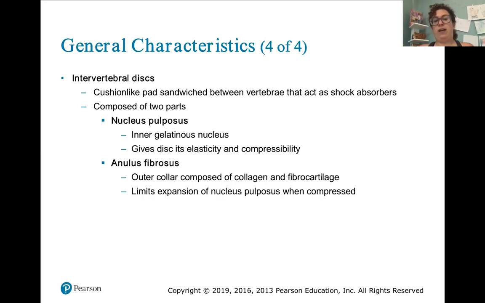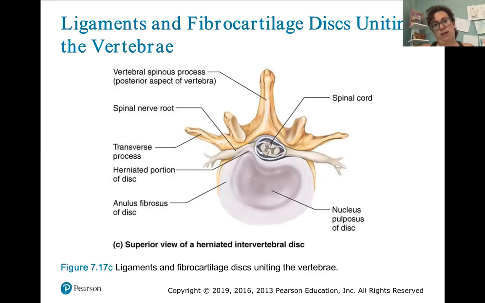And if for some reason there's too much weight being put on the inside part, the nucleus pulposus, the annulus fibrosus will prevent that nucleus pulposus from coming out. With that being said, here is a cross section of what it looks like. So this is posterior over here, and this is anterior over here. Your vertebral discs tend to hang out anterior.